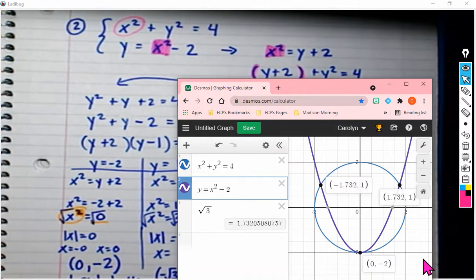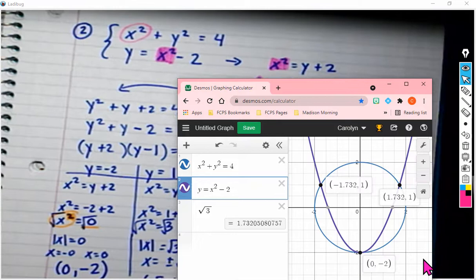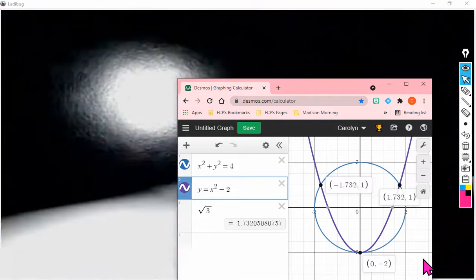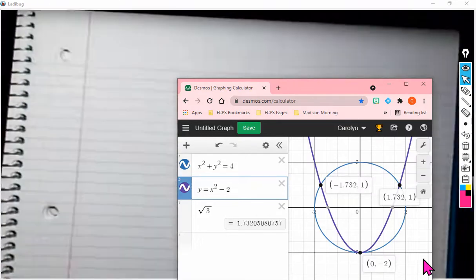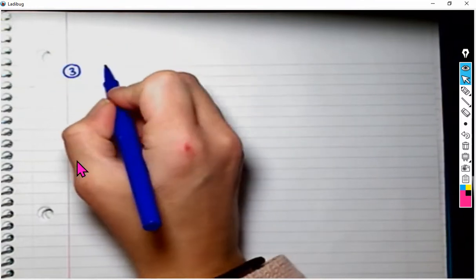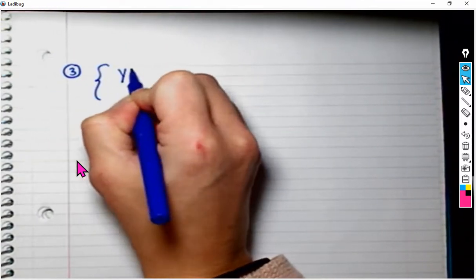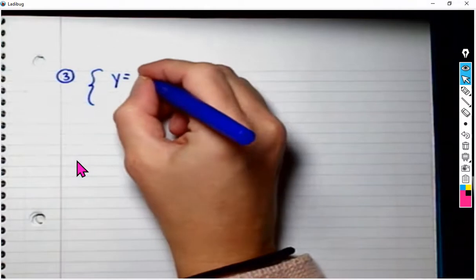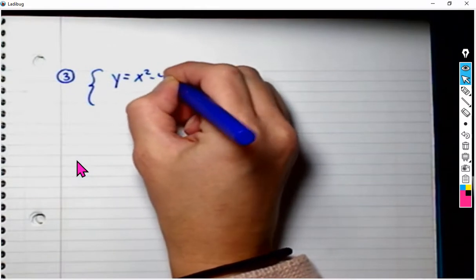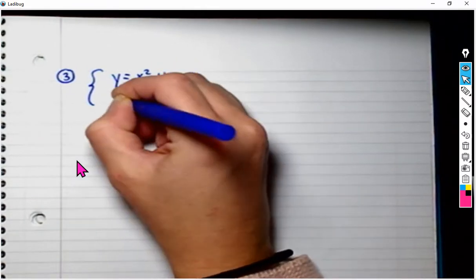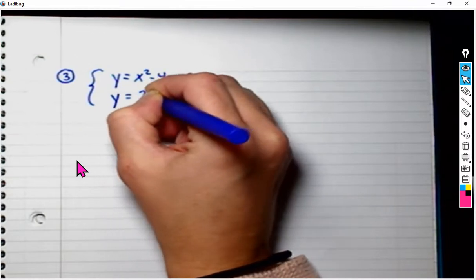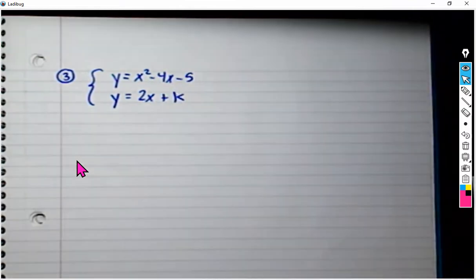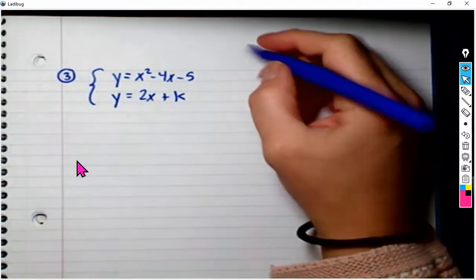Last one. You can do it. All right, all we're learning today is substitution. Y equals x squared minus 4x minus 5. Y equals 2x plus k. The k. The dreaded k.